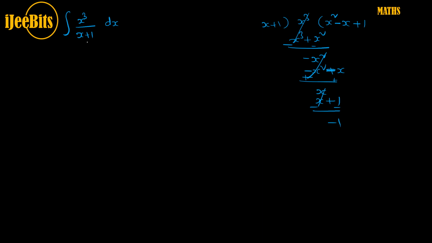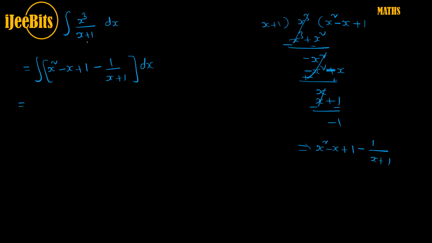How do you rewrite this now? This is the remainder, right? So x square minus x plus 1, we can rewrite this as x square minus x plus 1 minus 1 by x plus 1. This is how you have to write. Let's try with that now. So integral of x square minus x plus 1 minus 1 by x plus 1 dx. Now you see, it's easy, right? How do you do this? So you can apply it individually.